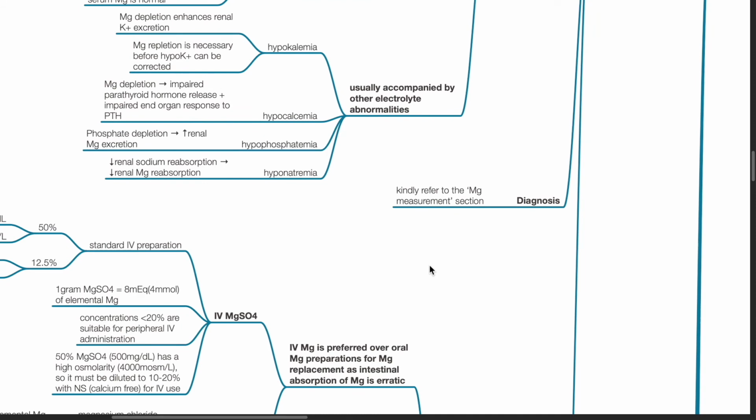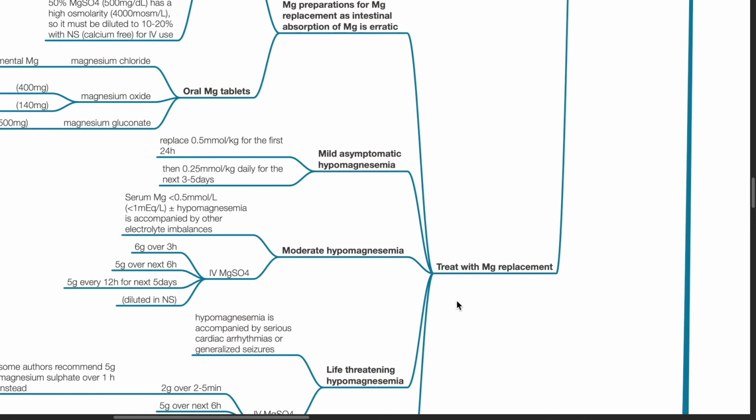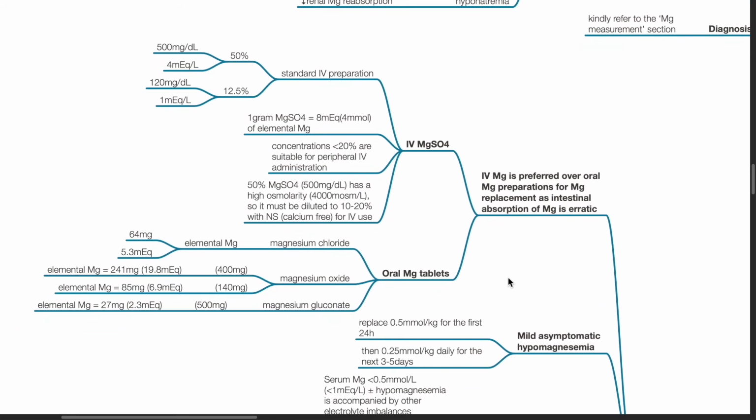Regarding the diagnosis, kindly refer to the magnesium measurement section discussed previously. Treatment of hypomagnesemia is with magnesium replacement. IV magnesium is preferred over oral magnesium preparations for magnesium replacement, as intestinal absorption of magnesium is erratic.